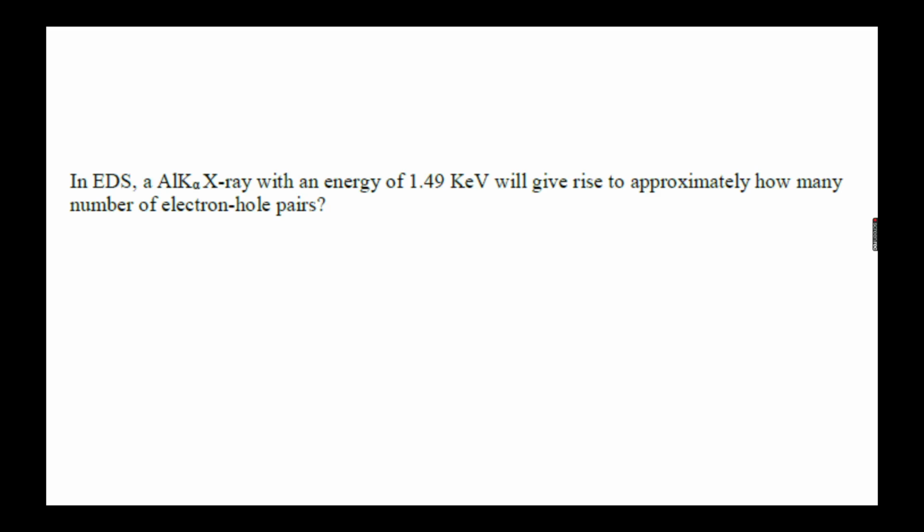Okay. So here in EDS, an aluminum K alpha X-ray with an energy of 1.49 kilo electron volt will give rise to approximately how many electron hole pairs? So it is asking, if you use an X-ray of aluminum K alpha, with an energy of 1.49 kilo electron volt, how many electron hole pairs will be generated? Can you have any guesses or any answer for this? Or what do you think?